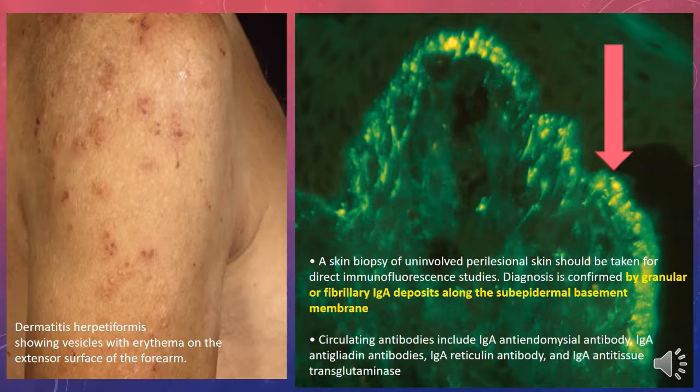The third point about this lesion is that dermatitis herpetiformis is strongly associated with gluten-sensitive enteropathy. Okay, and it's associated with celiac disease, and the circulating antibodies mentioned, like anti-endomysial and IgA anti-gliadin antibodies. So these should be remembered when you are going through this topic of dermatitis herpetiformis.